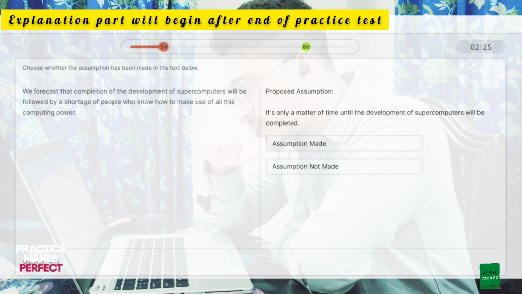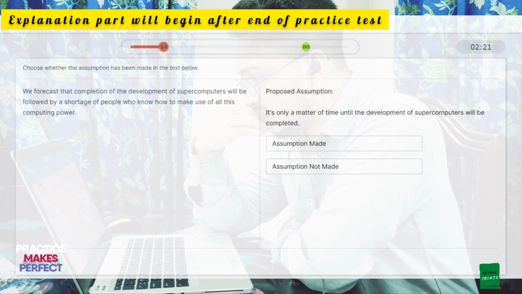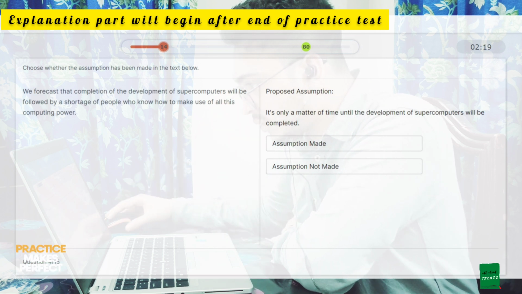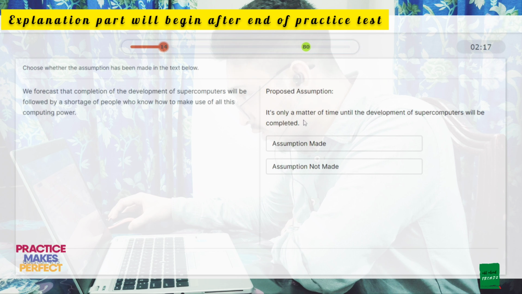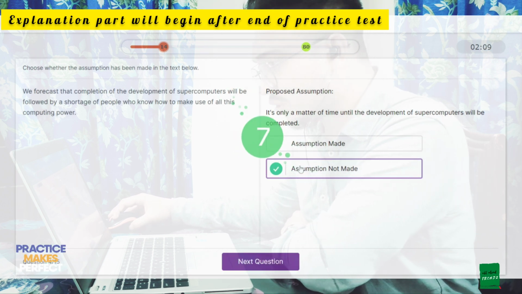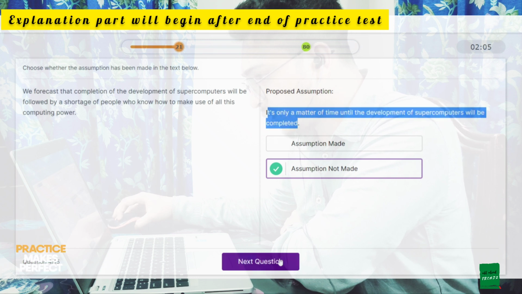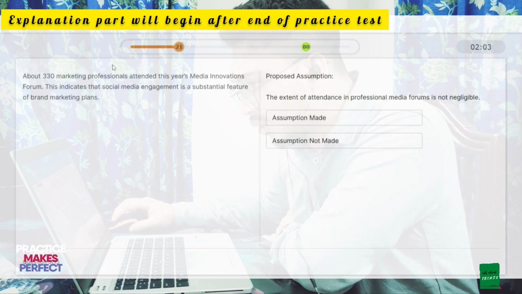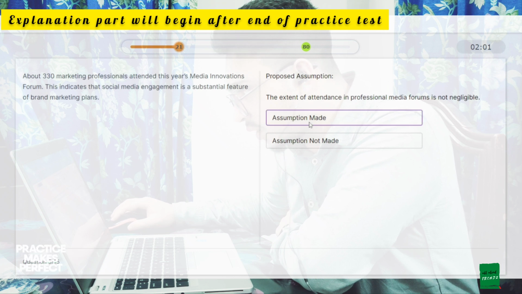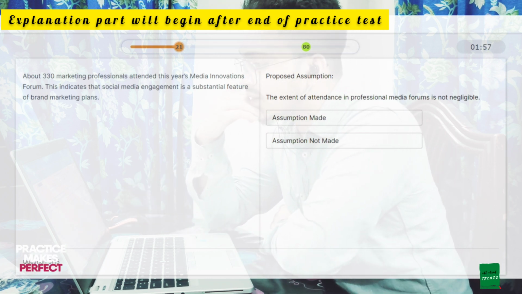It says that the supercomputers are going to replace. But the thing is, the assumption has not been made according to me, because if we see the question, it didn't make it. Let me see. Yes, that's right, because it's not written, it's not linked here. So it isn't assumed. Okay, the next question is: the extent of attendance in professional media forums is not negligible.